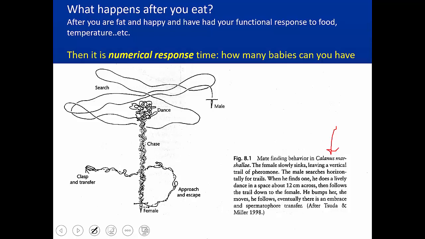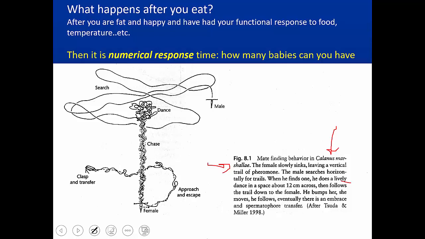As illustrated and talked about here in the caption, the female sinks down through the water column, probably only millimeters, centimeters, leaving a trail of perfume. And the male comes across this trail of pheromones, a chemical cue telling the male that she wants to find a mate. And he does a little dance, a little courtship there, about 12 centimeters across. Not too small, given the size of these organisms being millimeters in size.